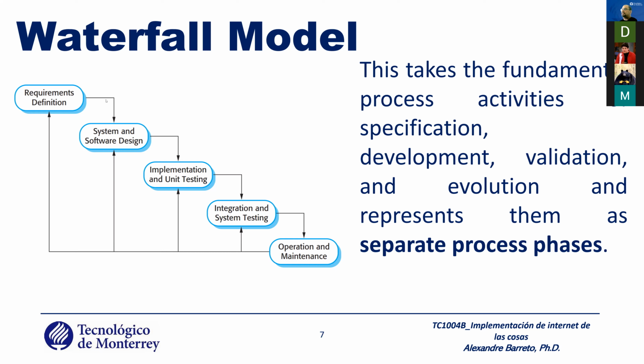Only after you finalize this step, you start the system and software design. Again, you have the requirements, you start to design the software, okay? You start to design the things that you think you understood about the requirements. Then you start the implementation and the unit test, okay? You work on the integration, the system test and the acceptance test.